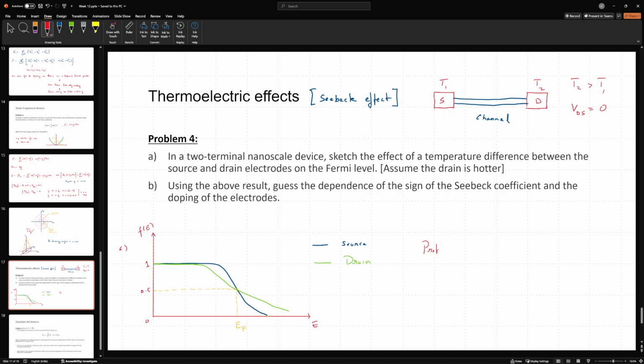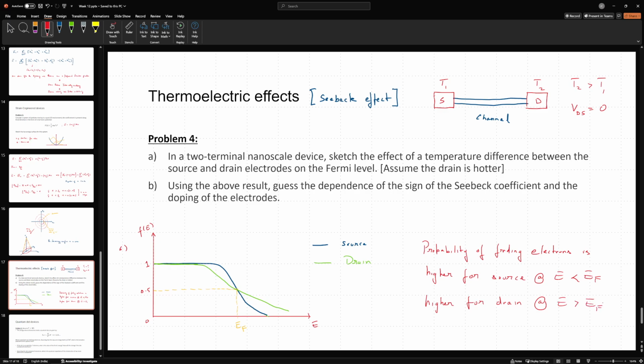So probability of finding electrons is higher for the source at E less than EF, and higher for the drain at E greater than EF.